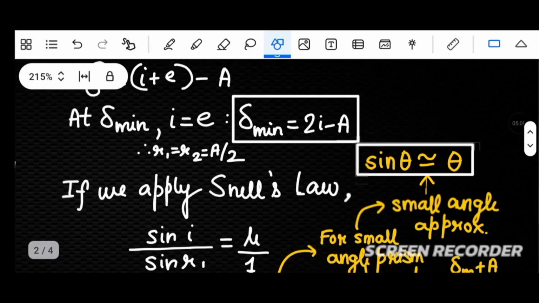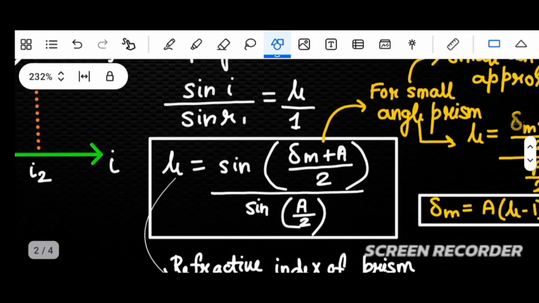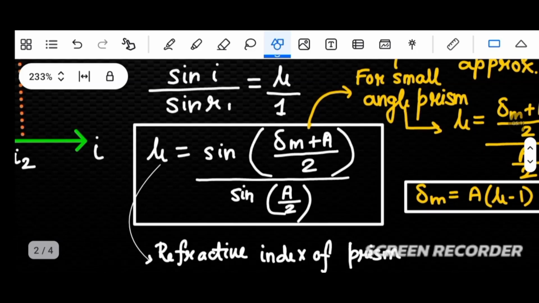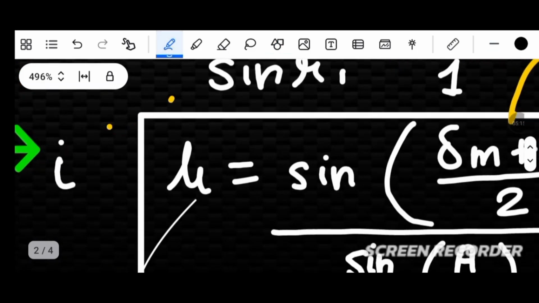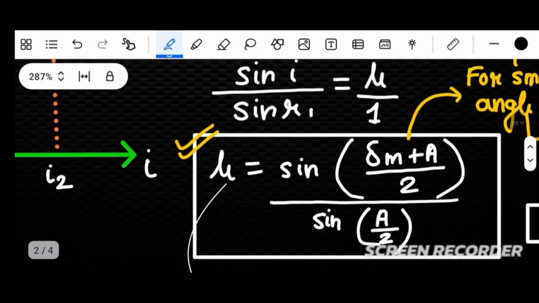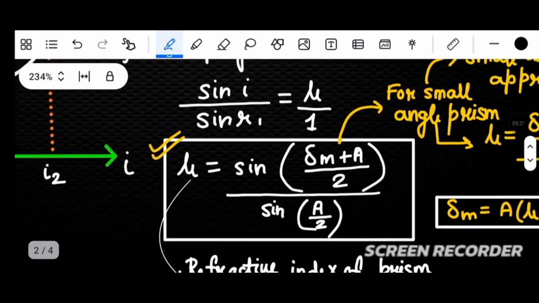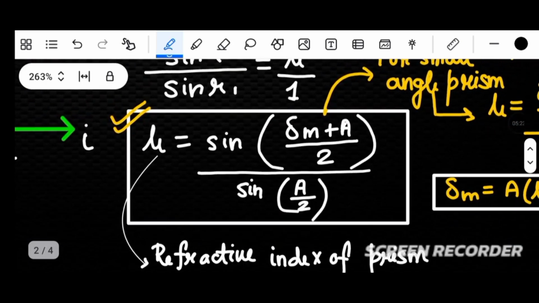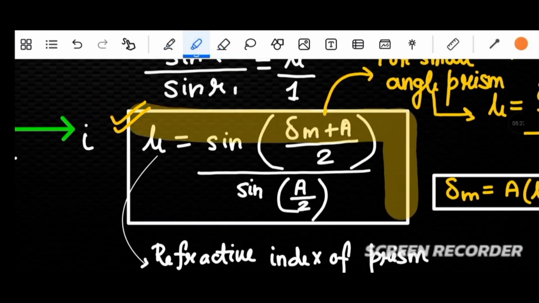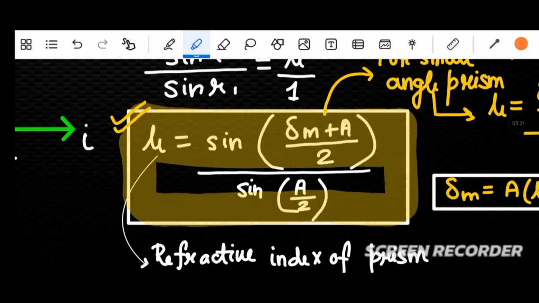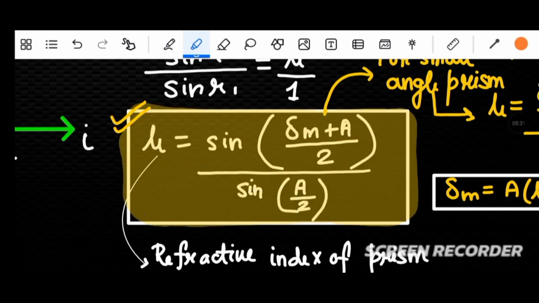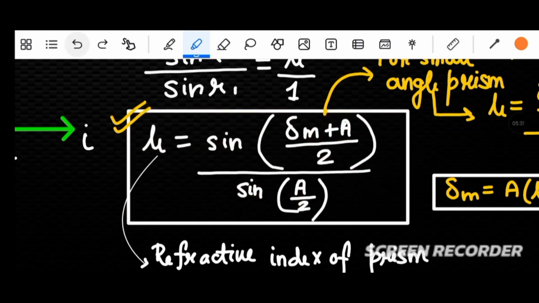Okay, this is small angle approximation. From here it has a derivation, but it has not been shown here because it is a video, a continuation, as I said, of the experimental part. So sin((δm + A)/2) / sin(A/2), this is a very important equation and it has a derivation as well. You can check it on the internet, or I will just bring the derivation to you if you want it. You can ask in the comments in that case if you want that.